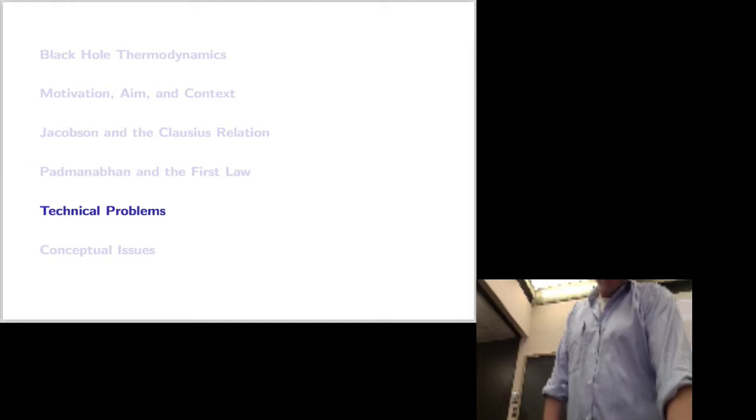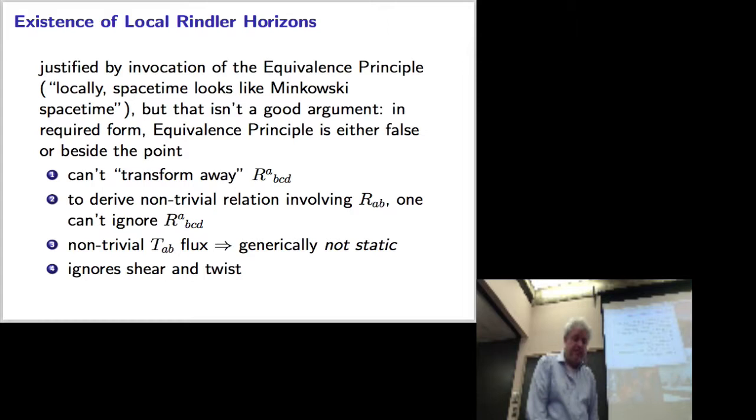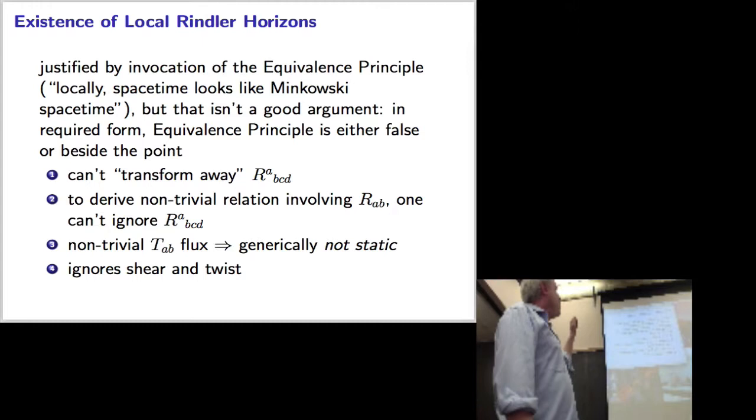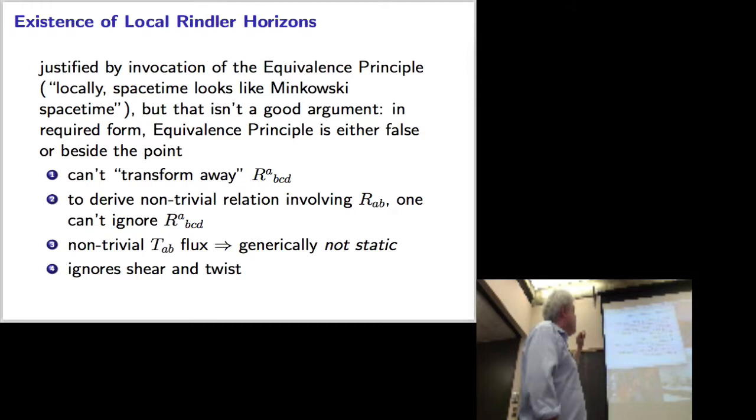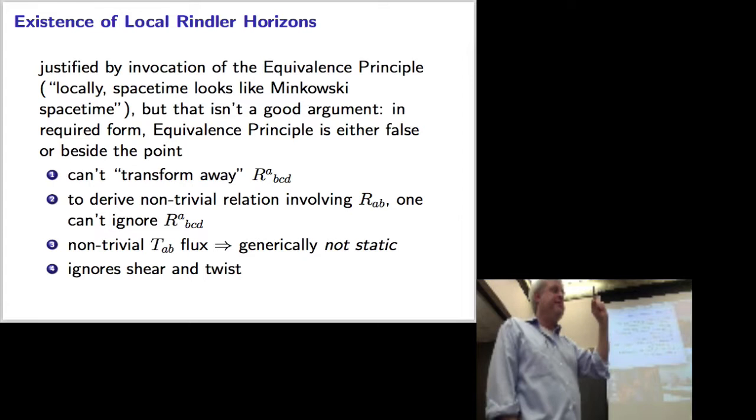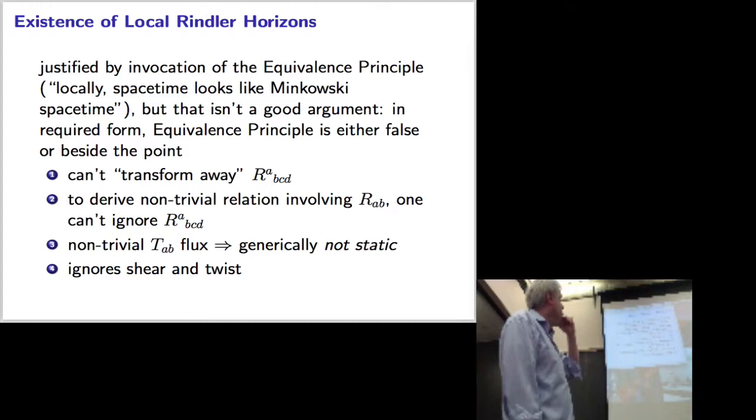However, there are a lot of technical problems with these arguments. First of all, they assume that for every point in a space-time, you just give me any old random space-time, it can be as crazy as you like, you can always choose a small enough neighborhood around the point, and there will always exist in that very small neighborhood a local Rindler horizon, in a sense I characterized earlier. There is no rigorous argument to this effect, that such structures exist.